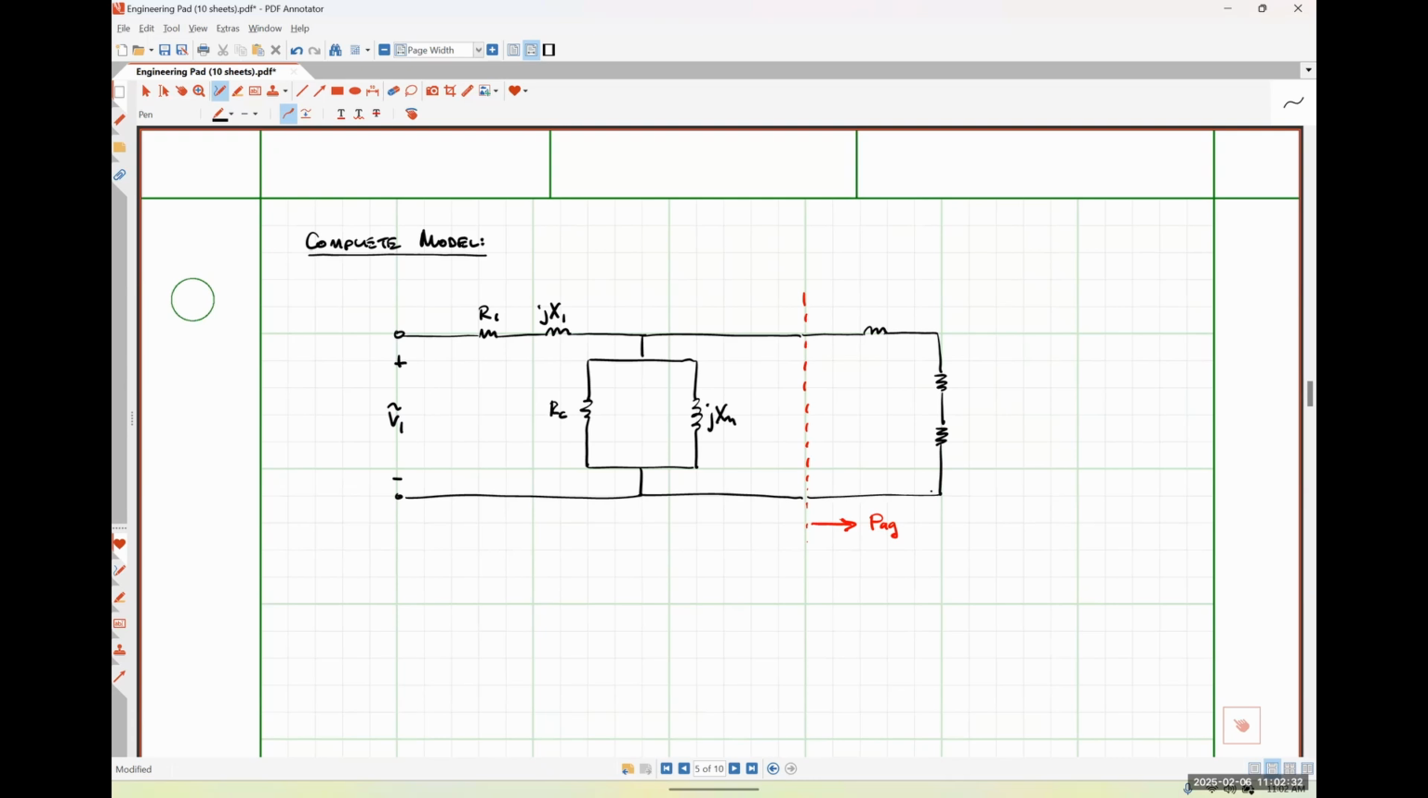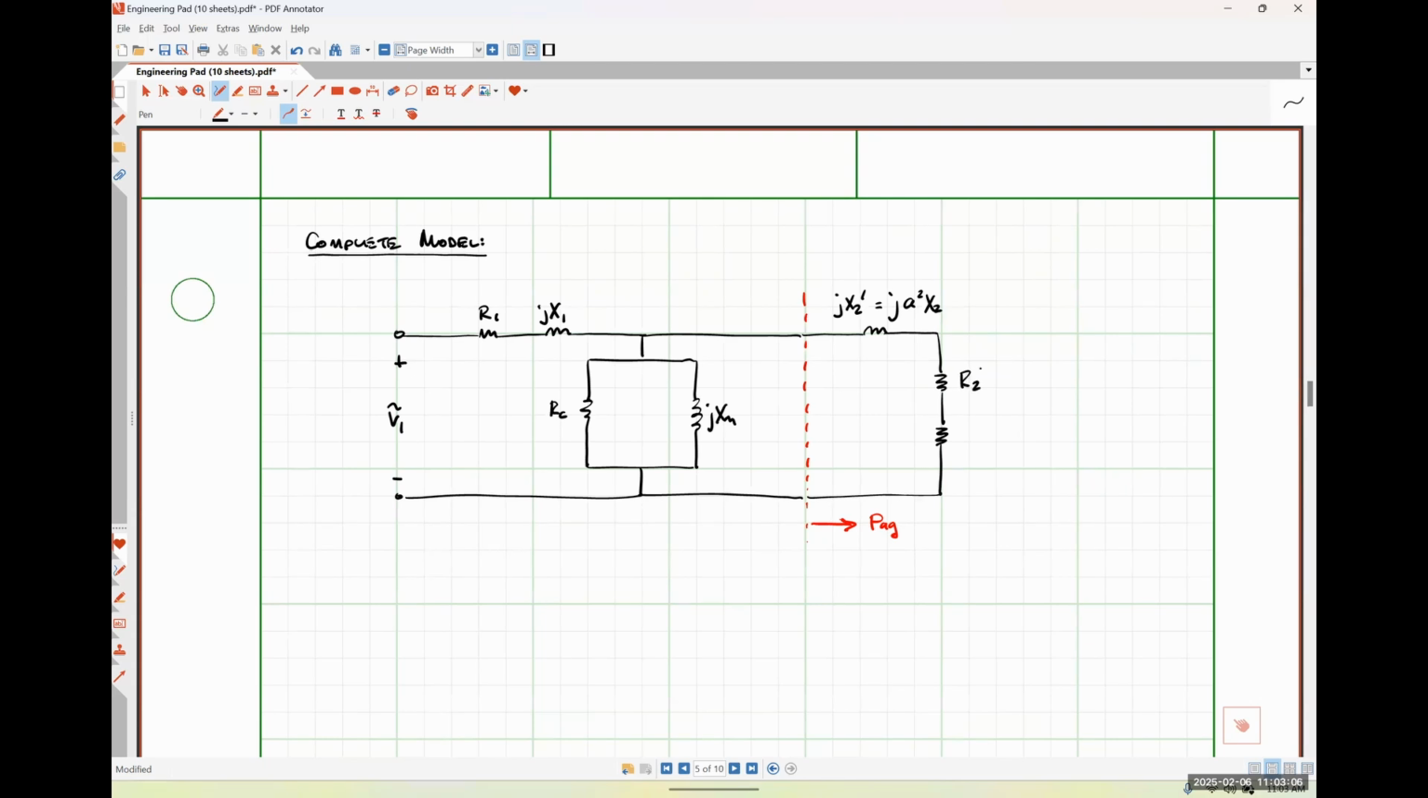So I'm going to call this guy JX2 prime, where I'm using the prime designation because I'm referring that secondary reactance over to the primary side of our transformer model that we're using for our induction motor. So this would literally just be j times a squared X2.